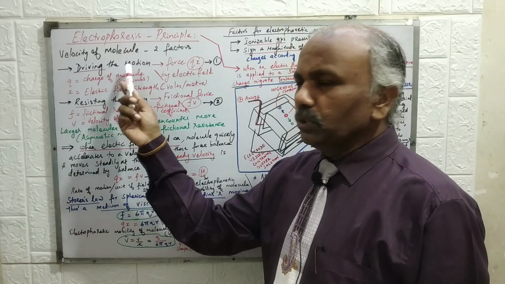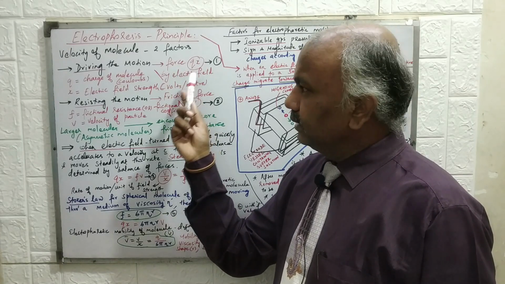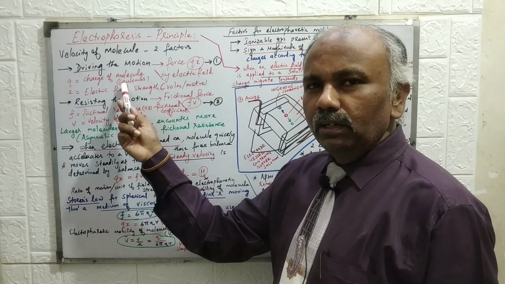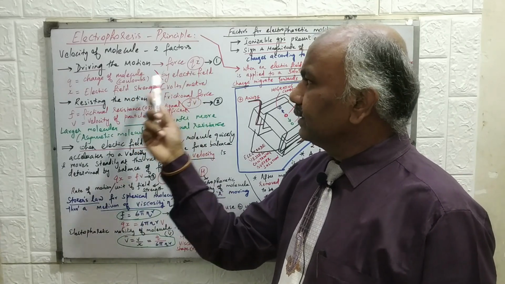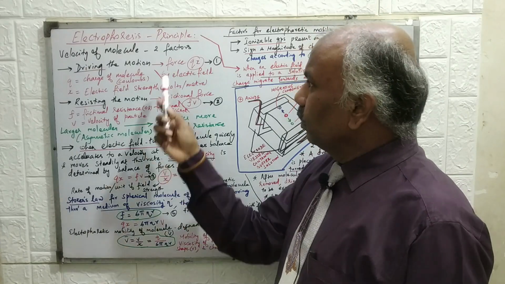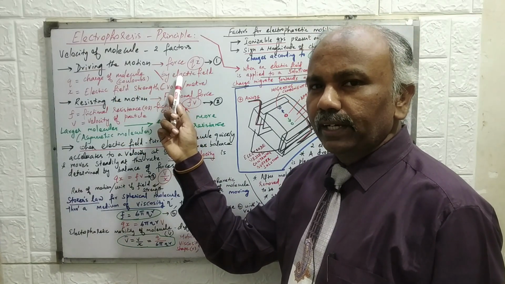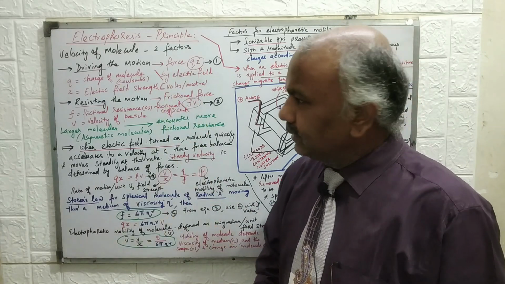So the driving of the motion is given by the driving force, which is given by the formula Q into X. Q is the charge of the molecule expressed in coulombs and X is the electric field strength expressed in volts per meter. Right? So this is the force by the electric field. Driving the motion is given by the force by the electric field, that is given by the value QX.